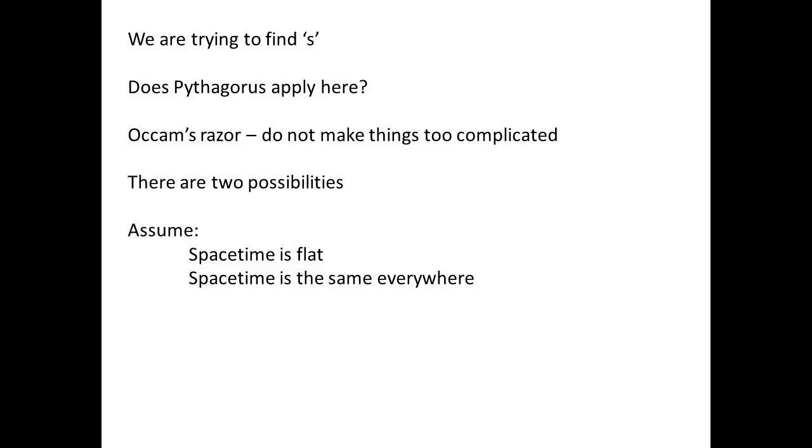We will use the idea of Occam's Razor. William Occam was an English thinker from the 14th century. Essentially, he states we should not overcomplicate things. Just try the simplest idea first. In a minute you will see there are 2 possibilities. But first let us make 2 assumptions. Firstly, we will assume space-time is flat, and second, that it is the same everywhere.